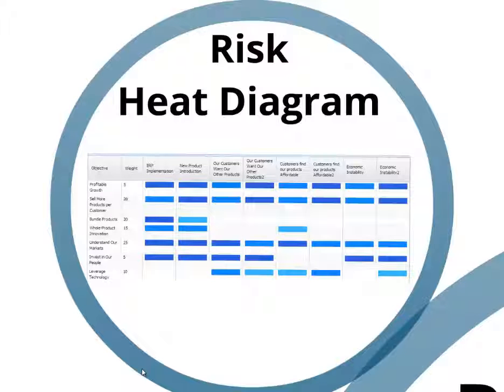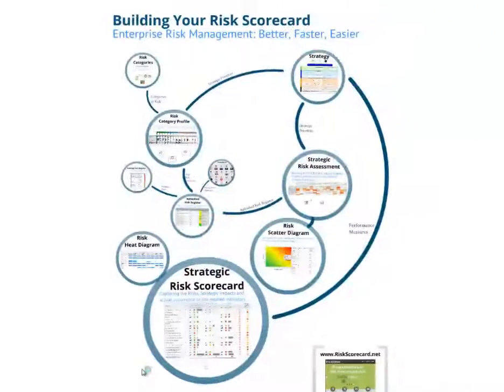Now, we can summarize those overall results into a risk heat diagram that can be used for external stakeholders or board of directors members. So this overall approach allows us to build a strategic risk scorecard and a number of other deliverables in the interim that are important parts of effective risk management.